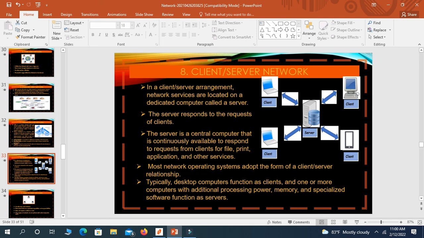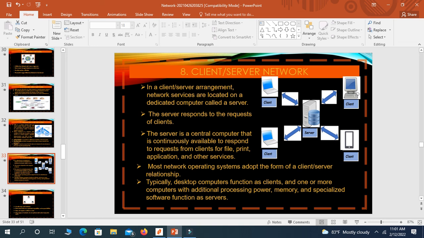The server is a central computer that is continuously available to respond to requests from clients for file, print, application, and other services. So when this computer is telling the server to print something, that actually means the client is sending a request to the server to print a document. The server will respond whether it is possible to print or not.